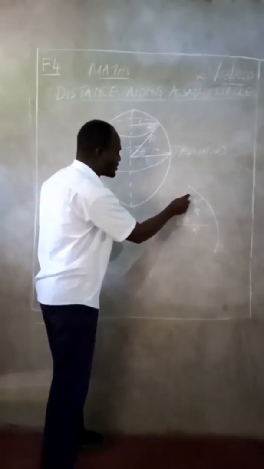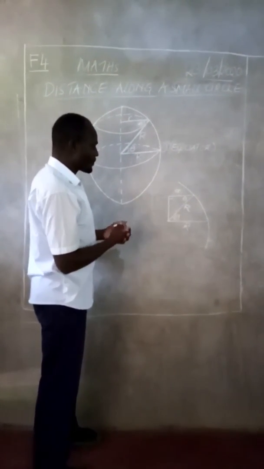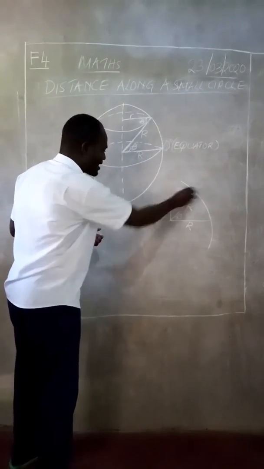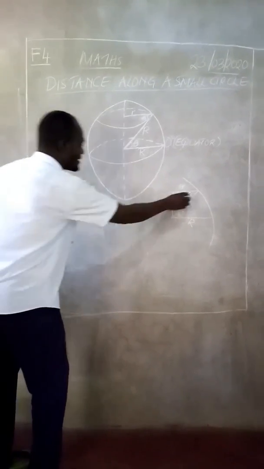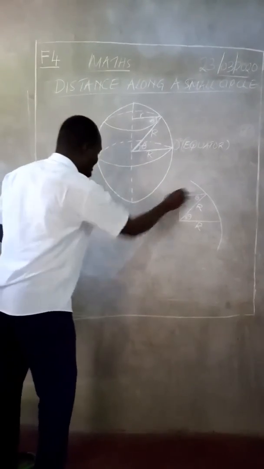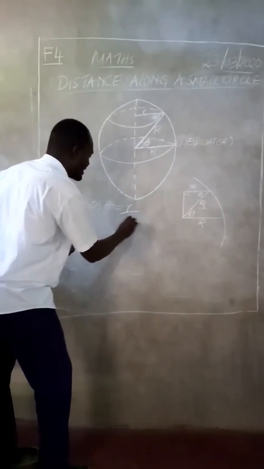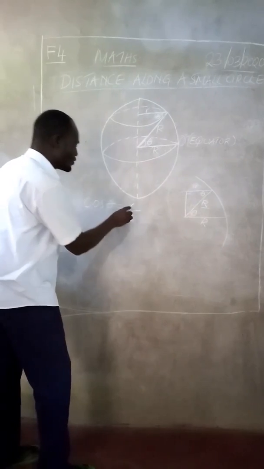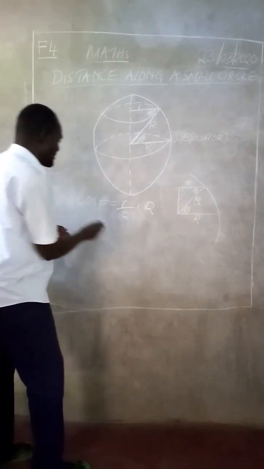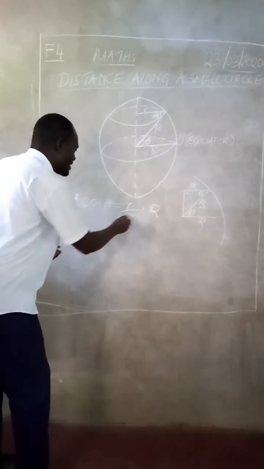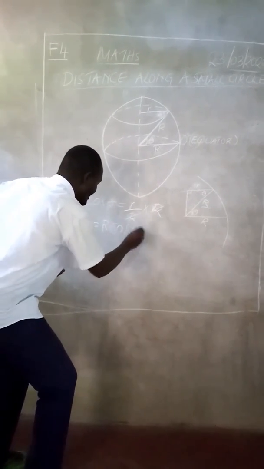Now, we want to show the relationship between this one and this one. We are going to use the cosine. This is a right angle triangle. So cos theta, where theta is here, is equal to adjacent, which is small r, over hypotenuse, which is capital R. We make r the subject of the formula by multiplying by capital R on both sides, so small r is equal to R cos theta.